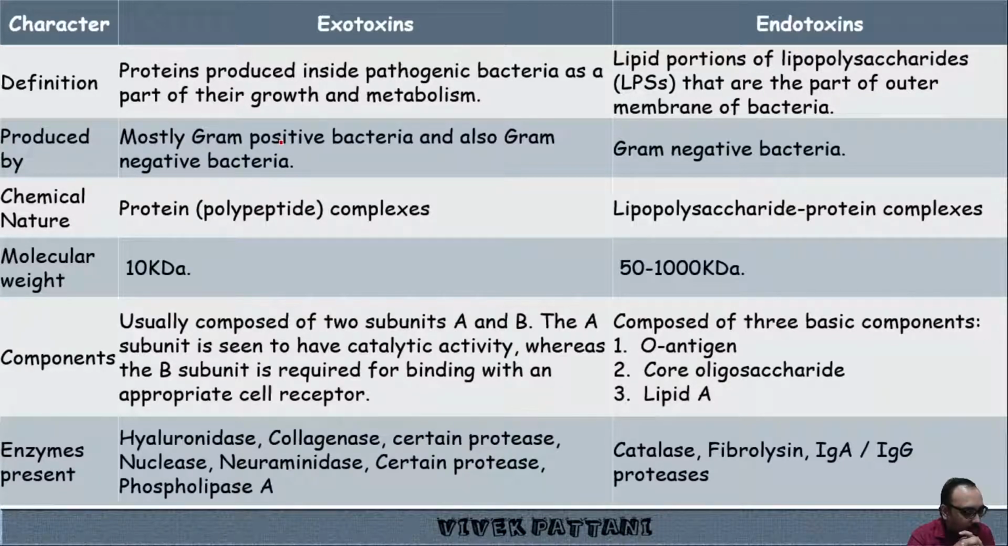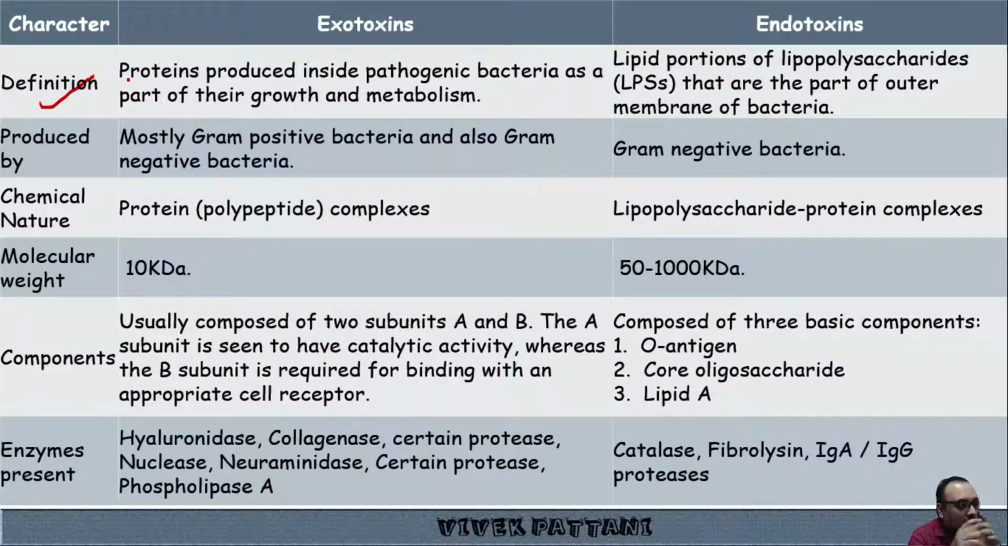Starting with the definitions of both endo and exotoxins. In the case of exotoxins, they are proteins produced inside the pathogenic bacteria as a part of their growth and metabolism. Whereas in the case of endotoxins, they are lipid portions of the lipopolysaccharides that are part of the outer membrane of the bacteria. But exotoxins are basically released.